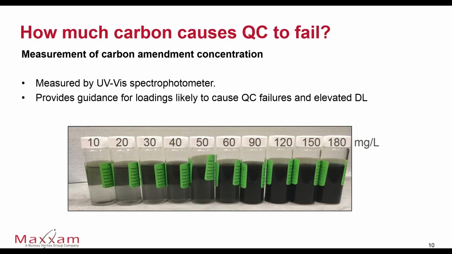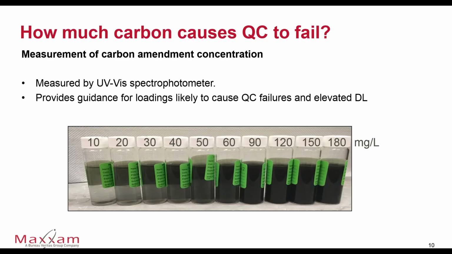So the first thing we did was try to figure out how much PlumeStop in a sample is going to cause a problem with the analysis. We set up a bunch of trials and loaded various amounts of PlumeStop in order to understand exactly how much causes this problem. You can see here what these vials looked like between 10 and 180 milligrams per liter of PlumeStop. And spoiler alert, 100 is the magic number. You'll see that in the next slides.